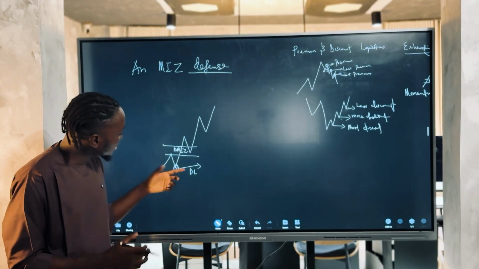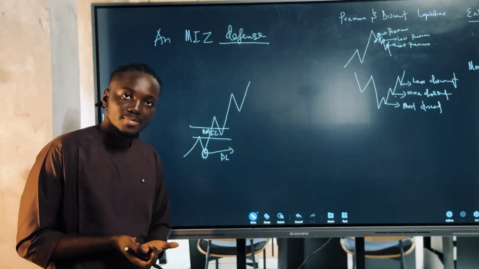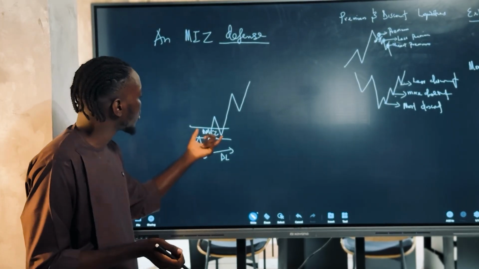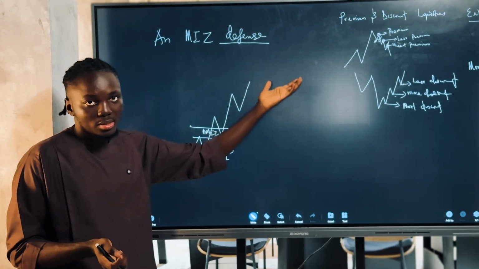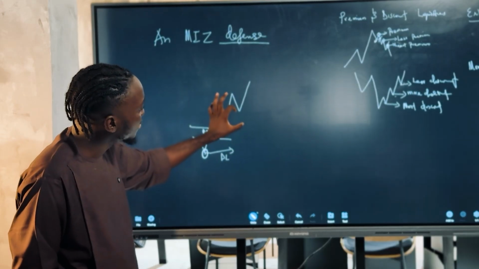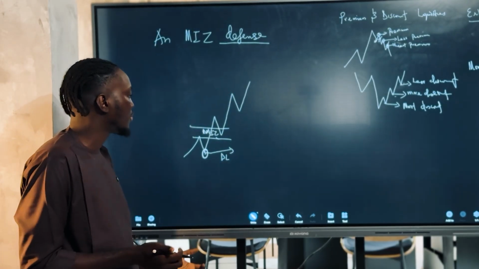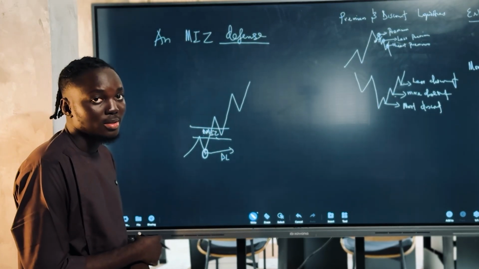The first liquidity that is formed is the one that creates the defense. Is the one that gives us the nature of the MIZ that will keep picking for every continuation. No matter how shallow the pullback is or how deep the pullback wants to be, it's all dependent on this MIZ. All right.